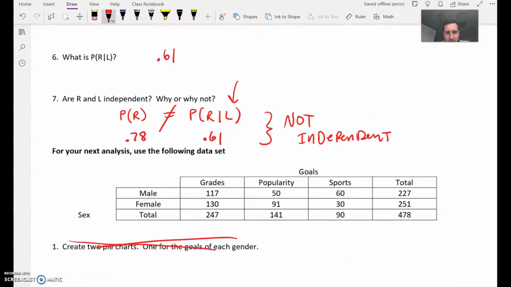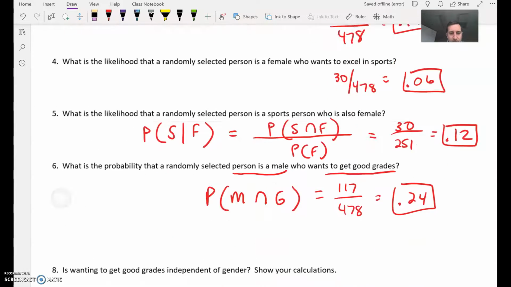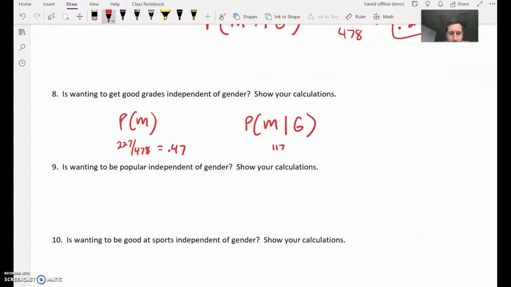So this is a little trickier. We need to just go straight. So given you have good grades, that means we're just looking at this column. What is the probability that you are male given you have good grades? That's 117 over 247. It's a different total. What is that decimal? It's 0.52. So I would say that getting good grades is not independent of gender. I mean, that's a 5% difference. I think that's big enough to say that those are not independent.